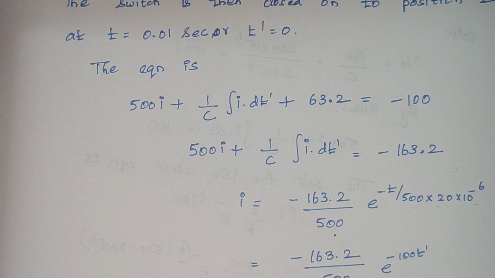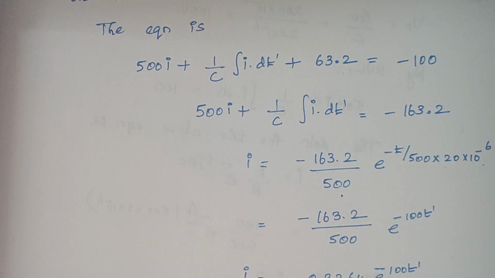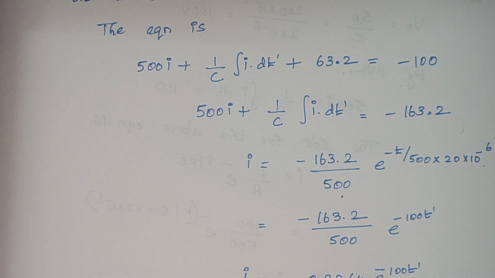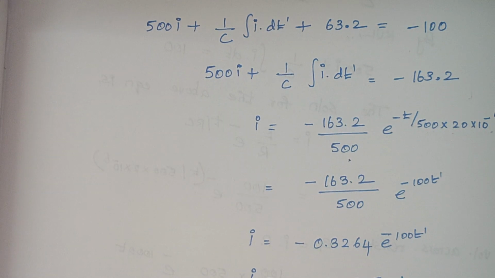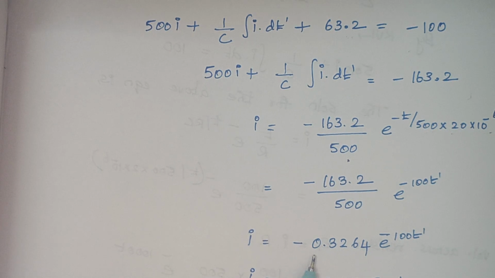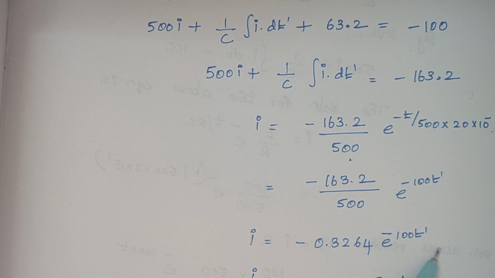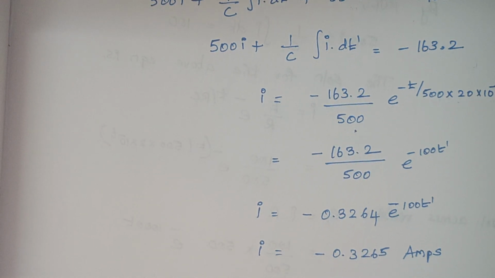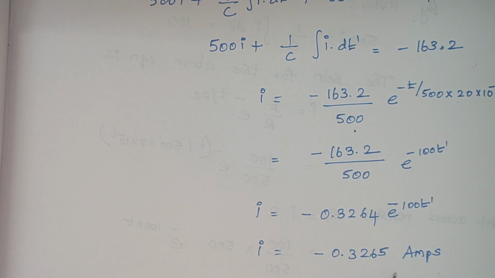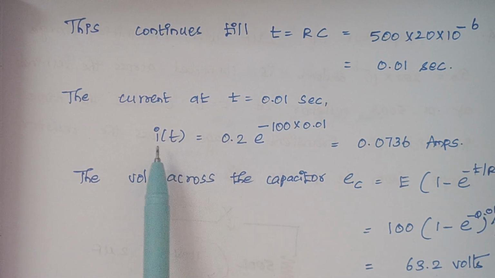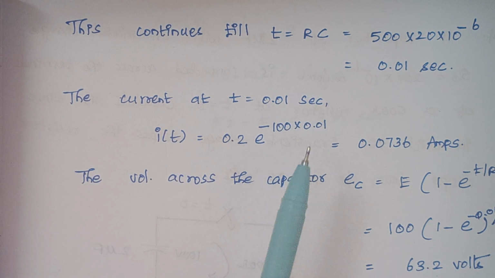Once you substitute the values, finally we end up with this kind of expression. Okay, minus 0.3264 e to the power minus 100 t. So generally we are writing it as minus 0.3265 amps, right? So this is the current that flows through the circuit when the switch is in position 2, and this is the current that flows through the circuit when the switch is in position 1, right?